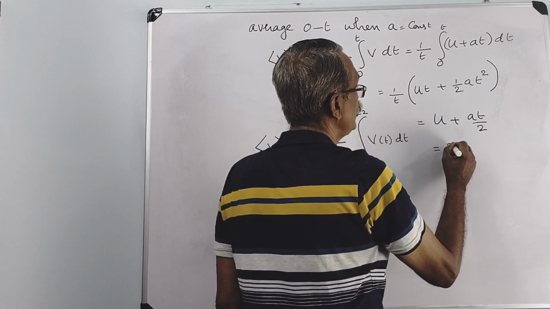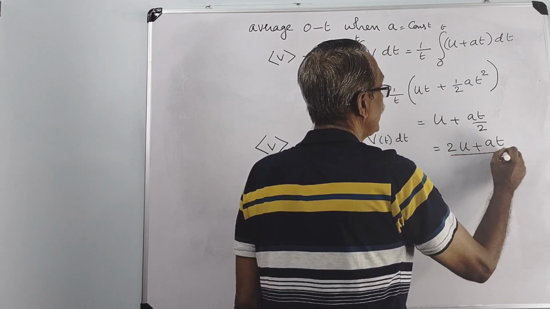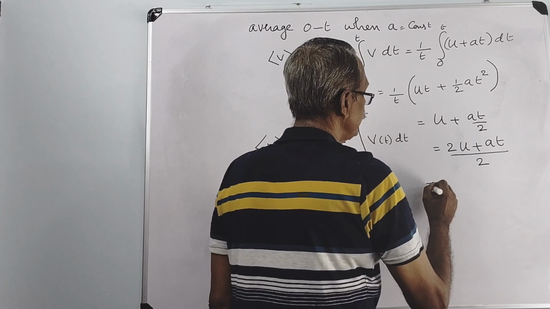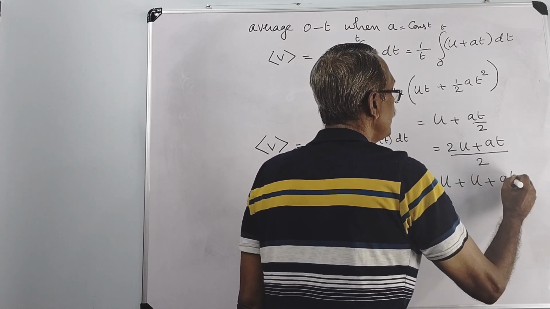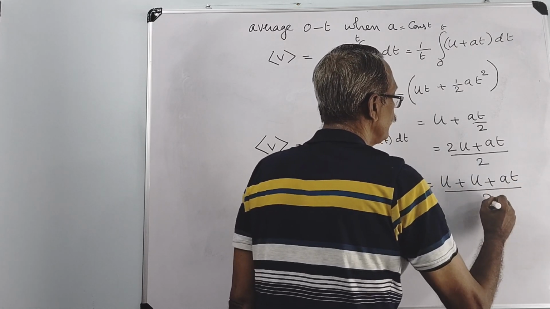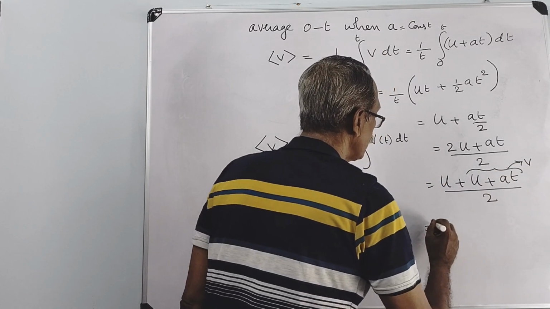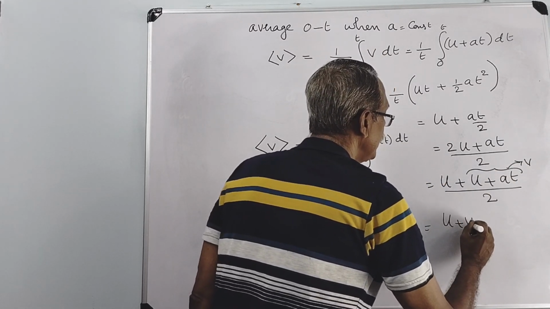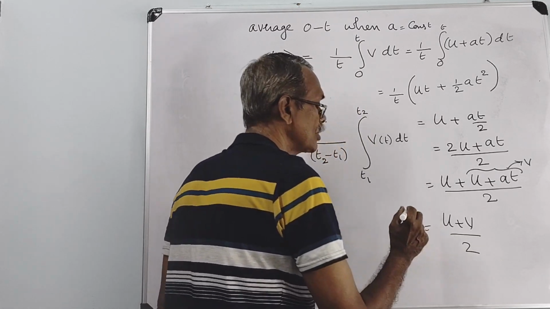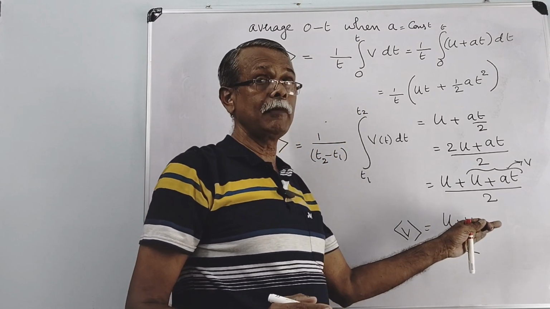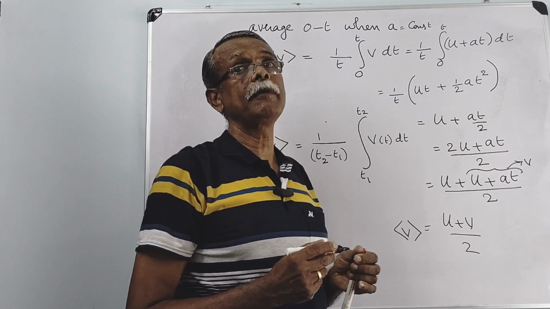That is equal to 2U plus AT divided by 2. That is equal to U plus AT divided by 2. U plus AT is V. Therefore, this is equal to U plus V divided by 2. Therefore, when the acceleration is constant, the average will be the initial velocity plus final velocity divided by 2.